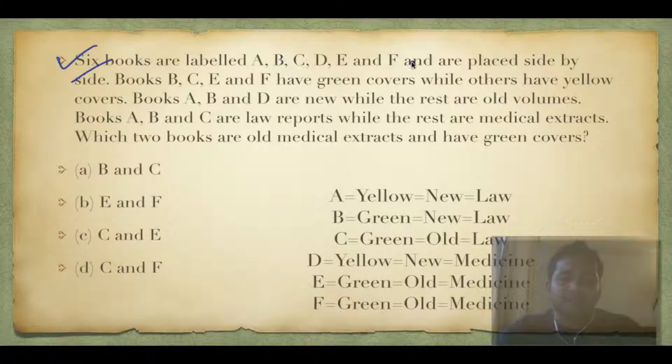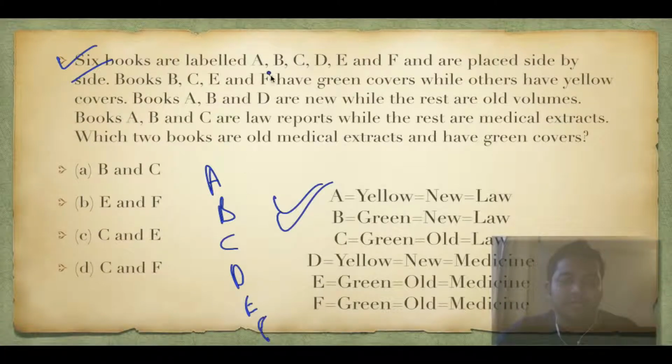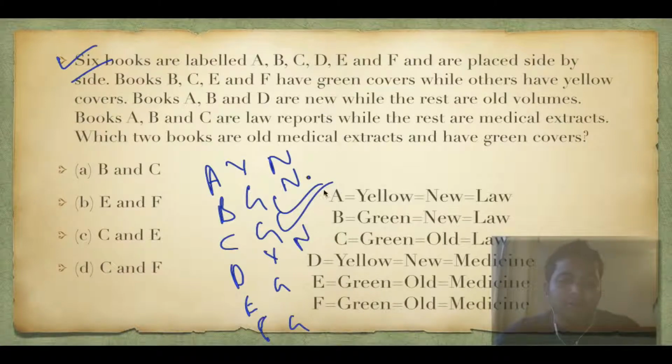6 books are labeled A B C D E F. These are called time-taking questions. They will take time, believe me, but you have to sort this out in a table kind of a thing. A B C D E F, just write it somewhere quickly. Then B C E F have green color, so green, green, green, green, and others have yellow. Then books A B D are new, while others are old. Then A B C are law reports. There are 3 medicine.